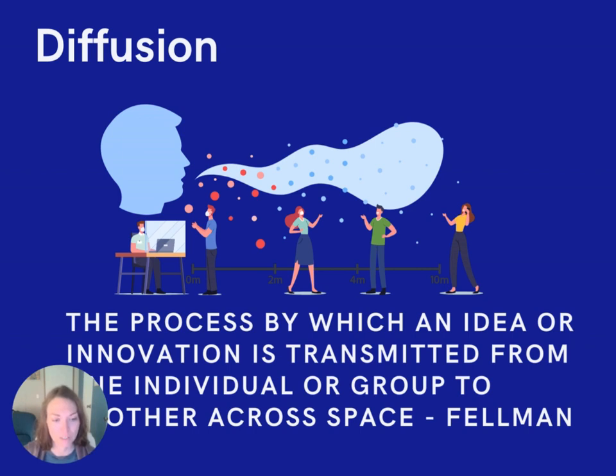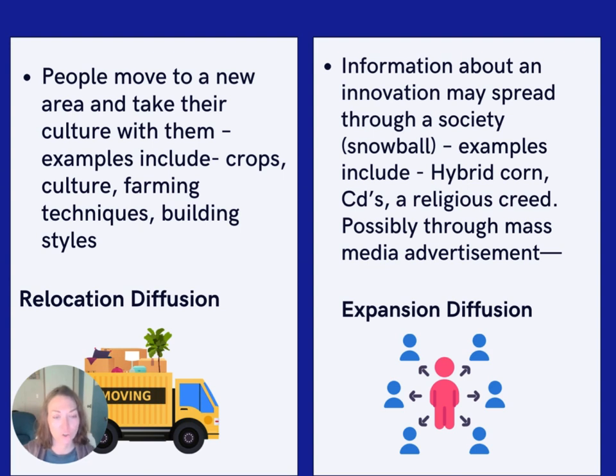So let's break down these types of diffusion that I'm saying a little bit more. There are two main categories in AP Human Geography: relocation diffusion and expansion diffusion. There's just one type of relocation diffusion, and it's moving. You move, you take your culture with you from one place to another. Maybe like the English colonists coming to the Americas, that was relocation diffusion. They brought it with them and planted it down in a new spot.